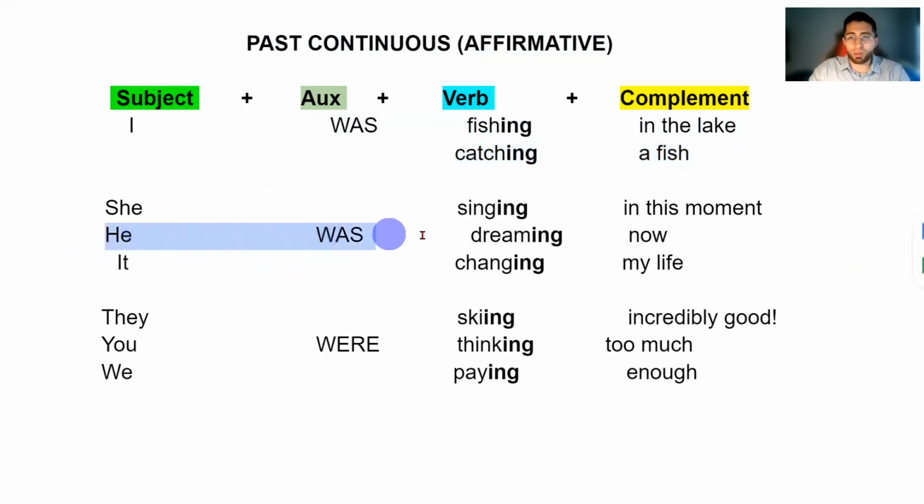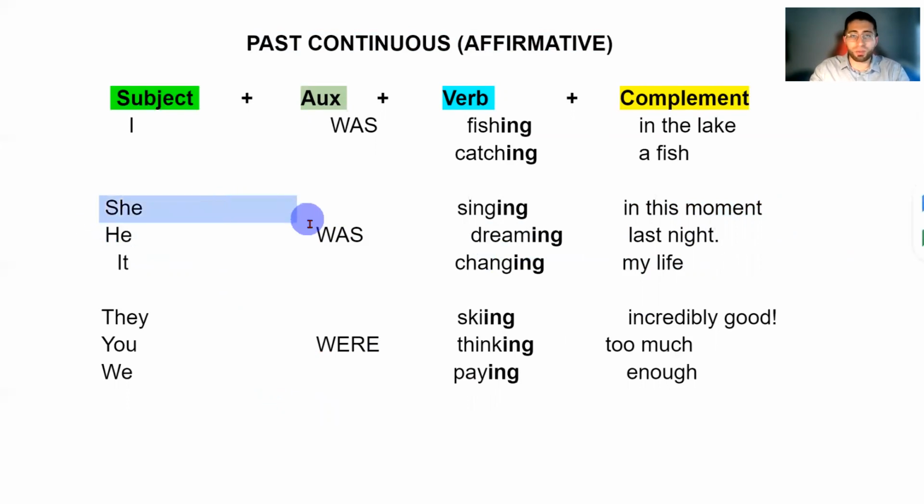¿Listo? Otro ejemplo, he was dreaming now. Ok, now no. Él estaba soñando ahora. No, no, no, no. Aquí, estos temporary marks that I put was intentionally to change, ¿no? Los coloqué aquí para intencionalmente cambiarlos. ¿Listo? Entonces decimos, él estaba soñando ahora, no. Last night, right? Last night. ¿Listo? Él estaba soñando anoche, last night. Muy bien. Temporary mark correct. ¿Listo? Marca de tiempo correcta. Y acá decimos, she was singing. Ella estaba cantando in this moment.